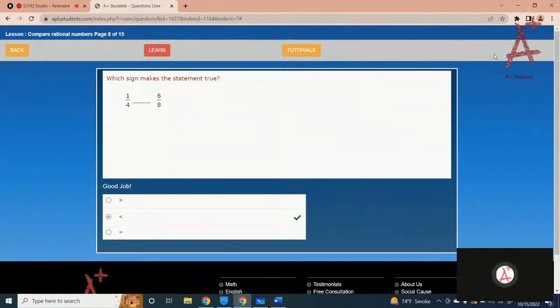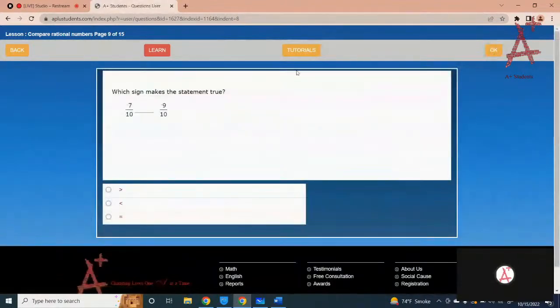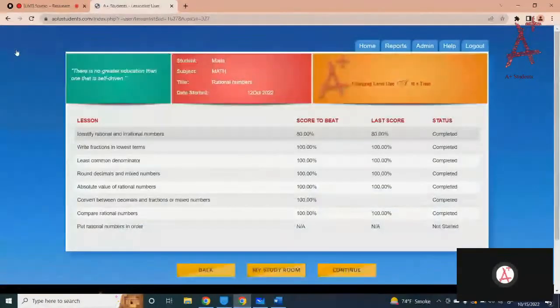Okay, you can complete the test by yourself later today. Let me just move on to the last topic from this chapter, that is put rational numbers in order.